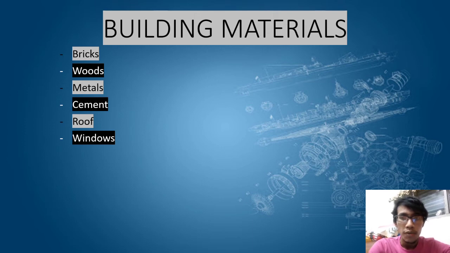Roof. The type of roof we choose for this model house is cement fiber roof, which is not too heavy, and roofs that do not absorb heat. Windows. The window glass we use for this model of house is the kind that can be seen through from inside and outside the house.